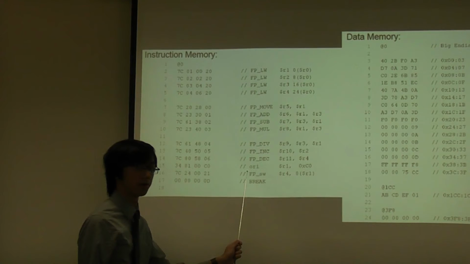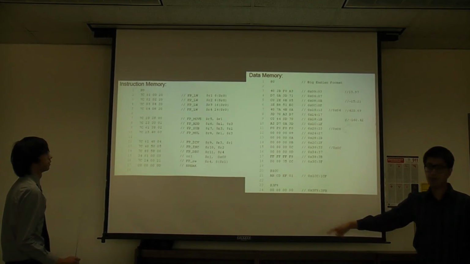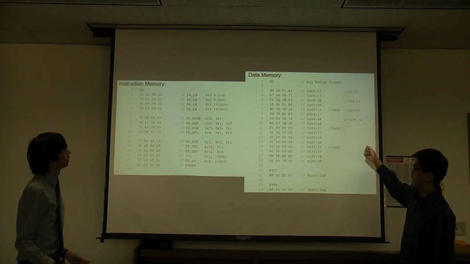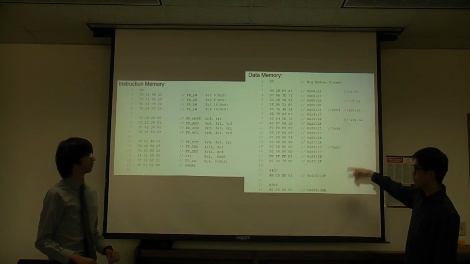Before you go on, some interesting things to note: since R0 is always going to be zero, we use that to our advantage, and it made it much easier for us to load stuff from the data memory, since we could just load it from the beginning of the data memory rather than from somewhere else, which would have been slightly more difficult to implement.